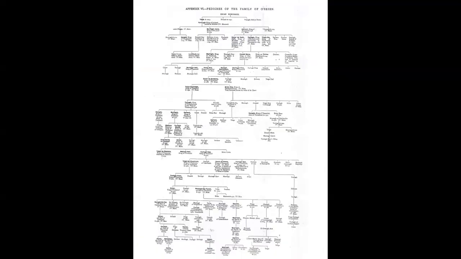This is an example of a pedigree of the family of O'Brien, going from Brian Boru, and it's a very nice example of a pedigree chart with clean lines, information on it, and how you display that, or what you bold if you're trying to draw attention to something, is very effective in what you can do.